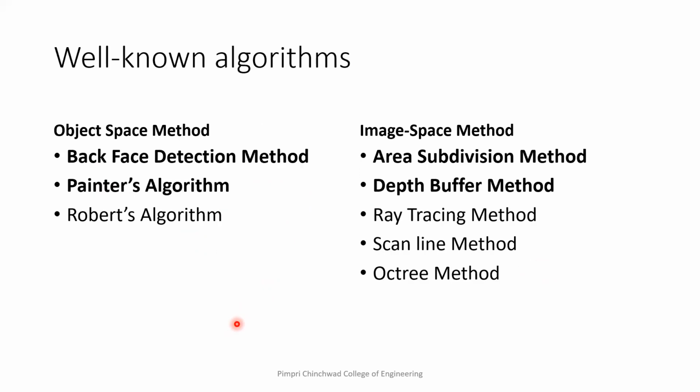Okay. Some well-known algorithms in the object space method are the backface detection method, Painter's algorithm, Roberts algorithm, etc. In the image space method, we have the area subdivision method or Warnock's algorithm, then the depth buffer or Z buffer method, ray tracing method, scanline method, octree method, etc. Out of these, we will be studying these 4 algorithms marked in bold for our syllabus.